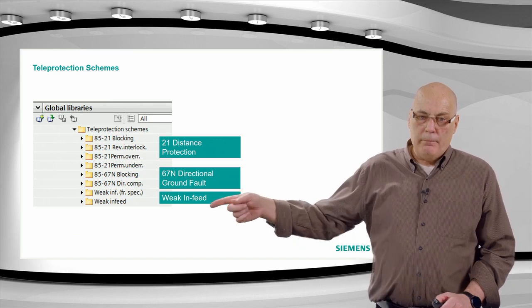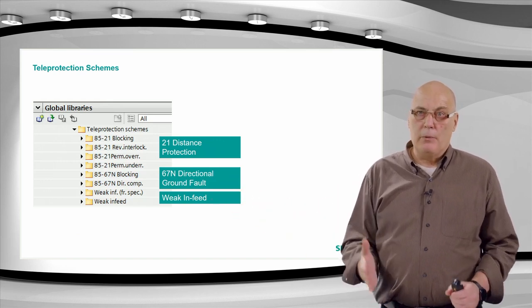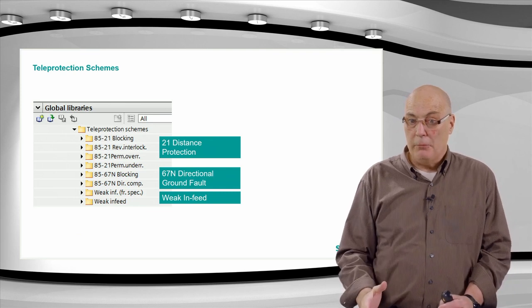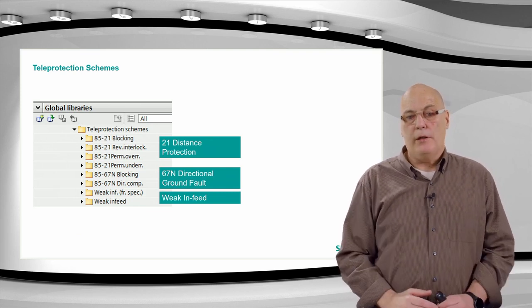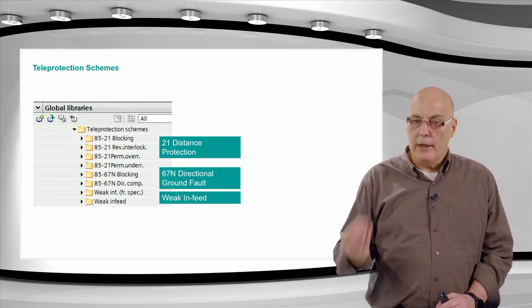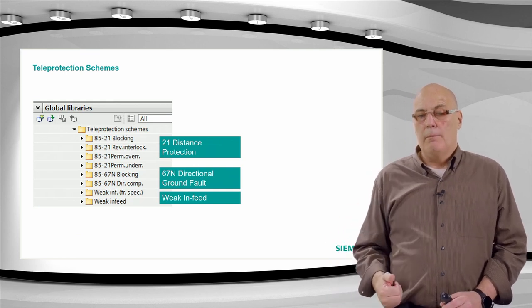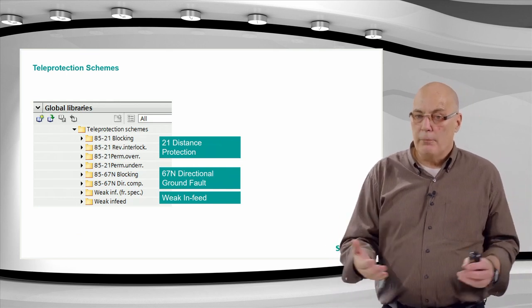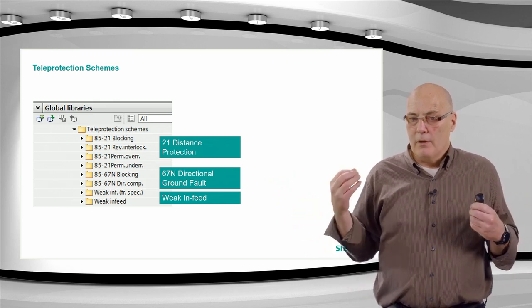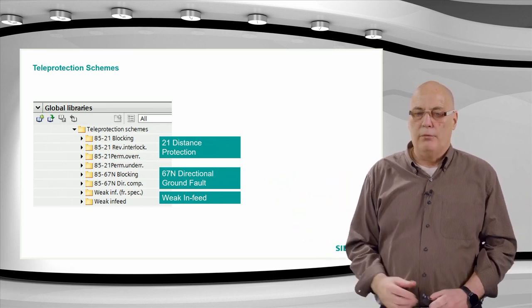And at the bottom, weak infeed. Obviously, as I spoke about in the renewables, for example, it will typically be weak infeed. You also get other weak infeed conditions. And with teleprotection, you combine a weak infeed logic, which will improve your tripping speed overall on both sides. So even at the weak infeed side, you can get fast fault clearance to remove the fault from the system.